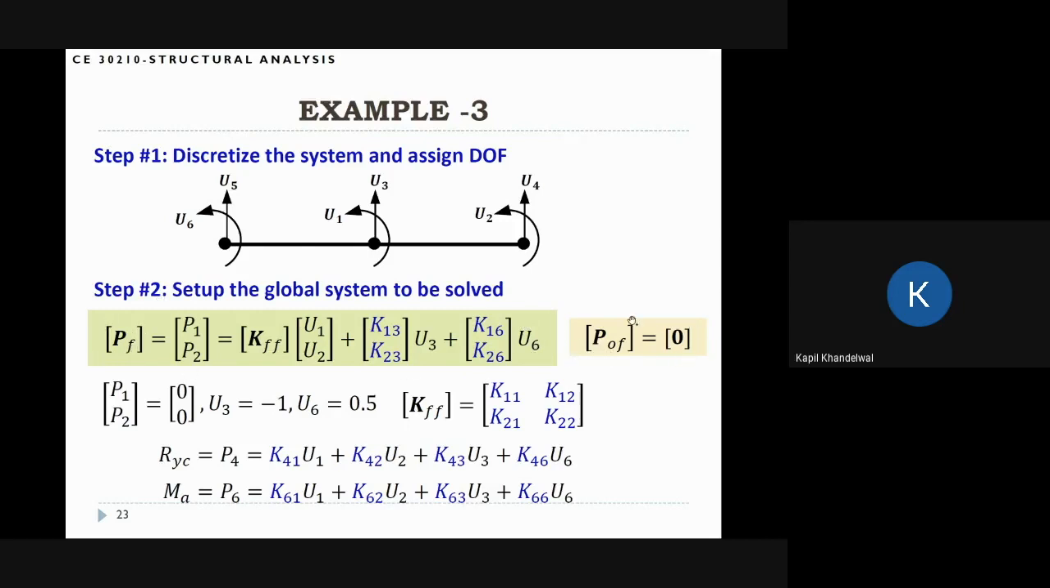Of course, PF is 0. So there are no member forces acting, okay? So this is the system we have to solve. In this case, again, P1 and P2 are both 0. U3 is equal to -1. U6 is equal to 0.5. And we have to find what KFF is.